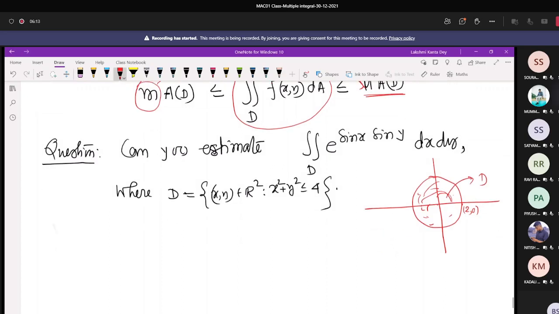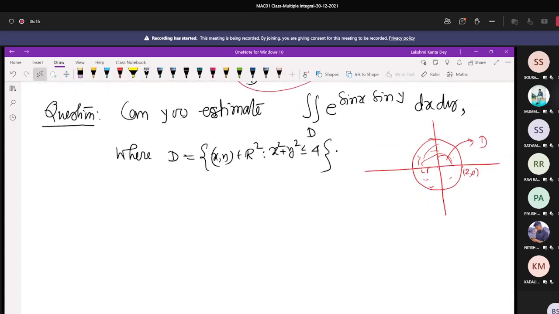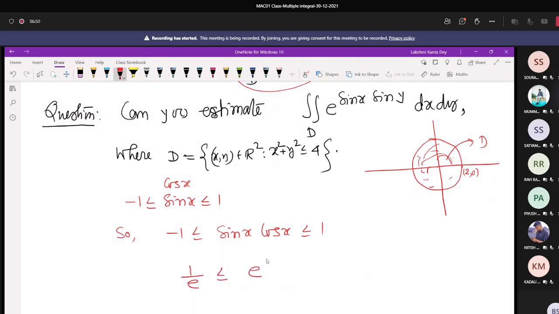Whether we can estimate this or not: yes, we can estimate it. We can use the previous property. We all know that whenever x is a real number, minus 1 is less than or equal to sin x, which is less than or equal to 1. At the same time, cos x is also the same. So we can write minus 1 less than or equal to sin x cos x less than or equal to 1. Ultimately, 1 by e is less than or equal to e to the power sin x cos x, which is less than or equal to e, that is, e to the power 1.